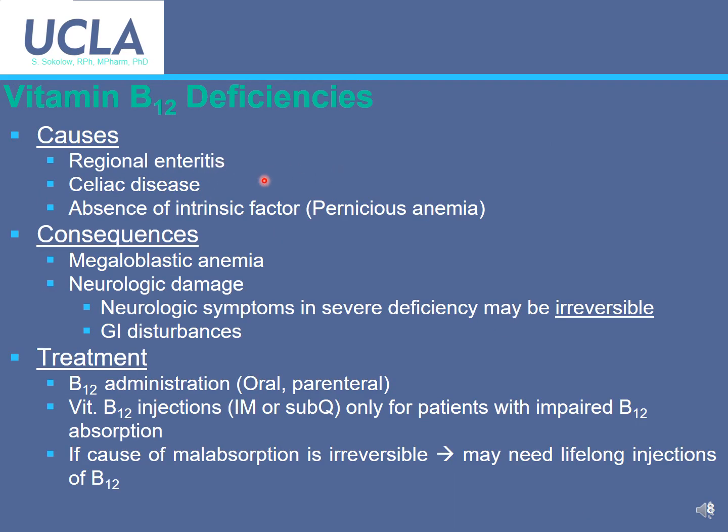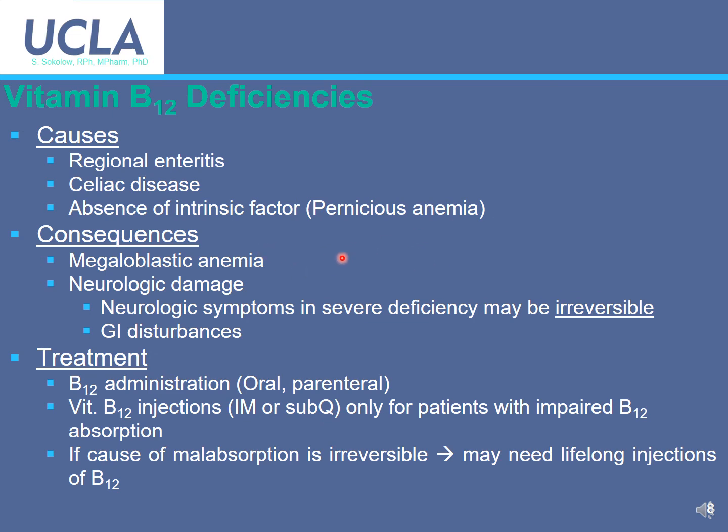So the causes of vitamin B12 deficiency are some enteritis, celiac disease, or patients who don't have the intrinsic factor. In that case, it's called pernicious anemia, and those patients require lifelong injection of B12 because they cannot absorb B12 from the food.